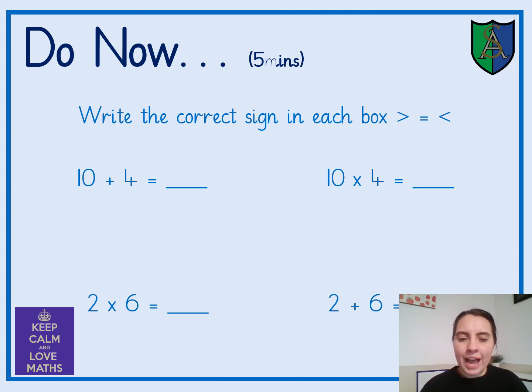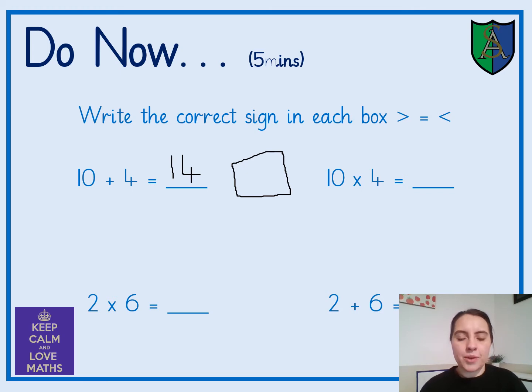Okay, let's look at the first one then. So we've got 10 plus 4. Have a little think and maybe write it down now. What is 10 plus 4? Okay, I'm going to write the answer on now, so you should have written it down already. The answer to 10 plus 4 is 14. Brilliant. If you got that right, well done.